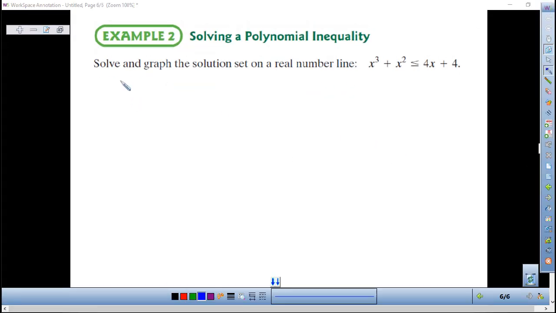So of course the very first thing we're going to do is move everything over to the left side. So we're going to have minus 4x minus 4. It's going to be less than or equal to 0.